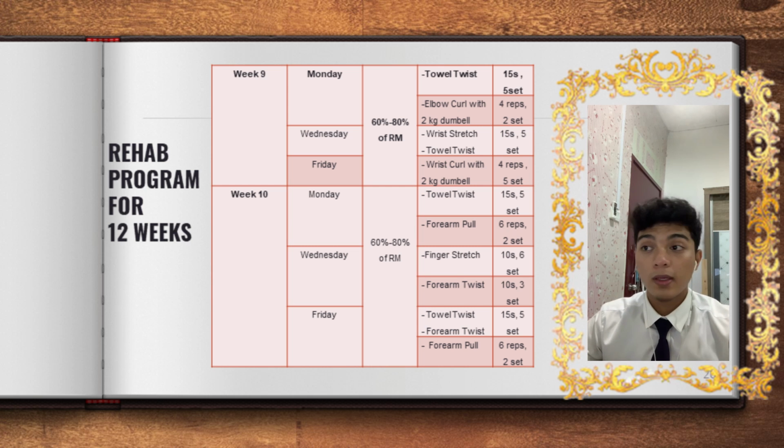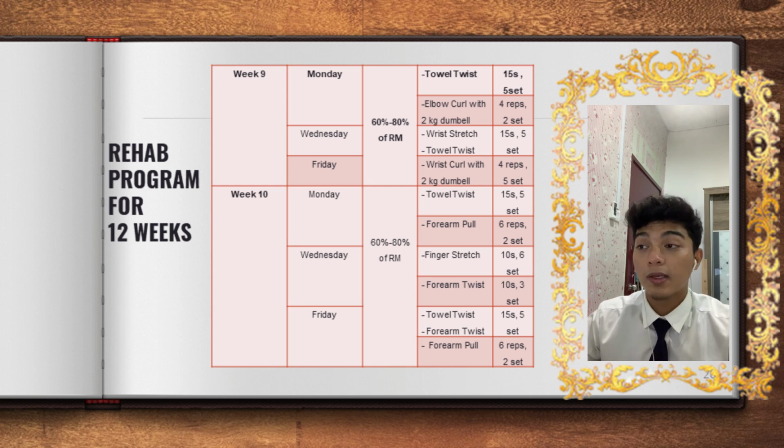For Monday we can see that we have a towel twist that we will do 50 seconds for 5 sets. Also we have an elbow curl with a 2 kilogram dumbbell. We will do 4 reps for 2 sets. And for the next day we have a wrist stretch and also towel twist. We will do 50 seconds for 5 sets, just 2 exercises. And for the last day for week 9 we have a wrist curl with a 2 kilogram dumbbell, and we will do 4 reps for 5 sets.